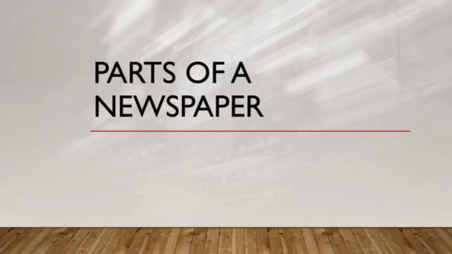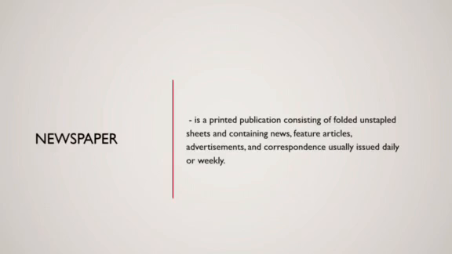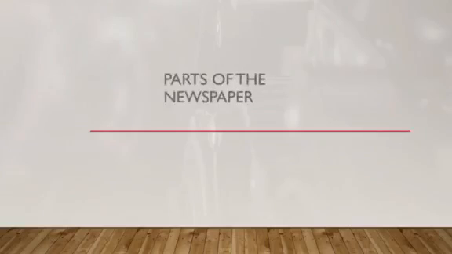Parts of the newspaper. But let's define first what a newspaper is. A newspaper is a printed publication consisting of folded and stapled sheets and containing news, feature articles, advertisements, and correspondence, usually issued daily or weekly. And what are the parts now of the newspaper?